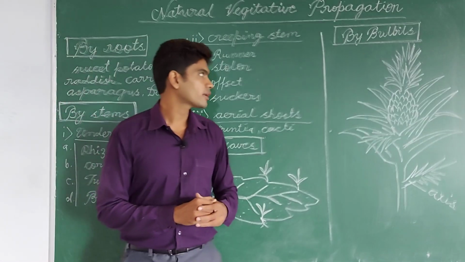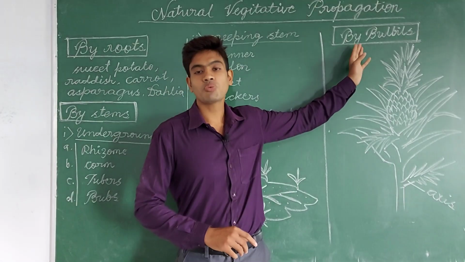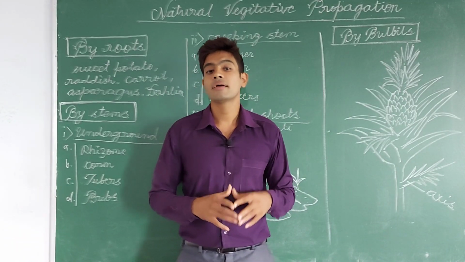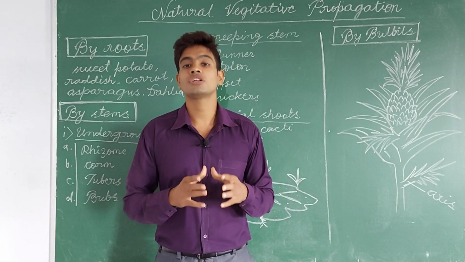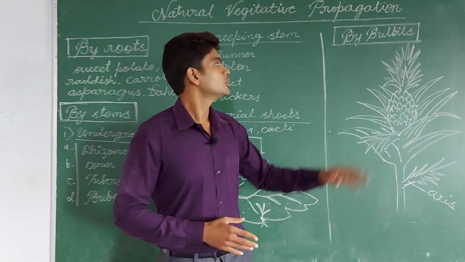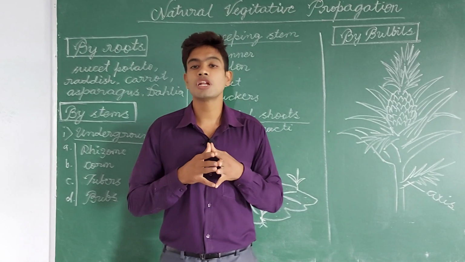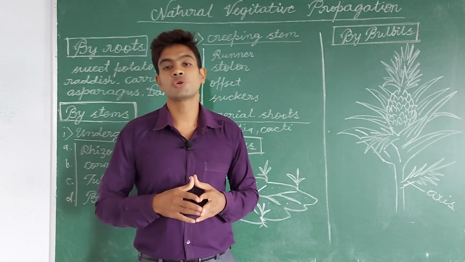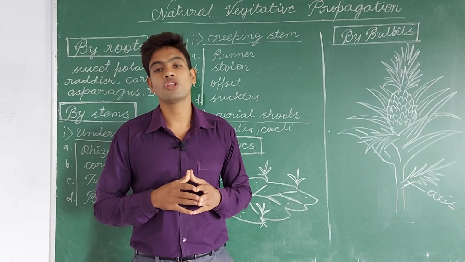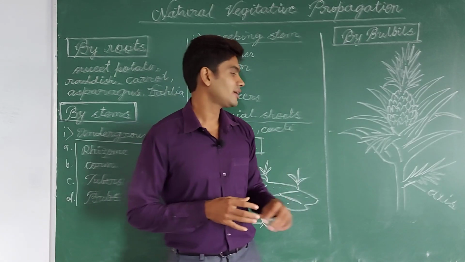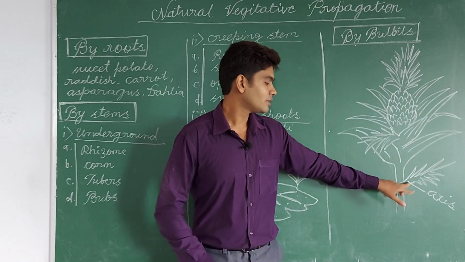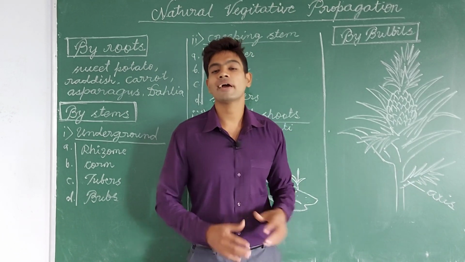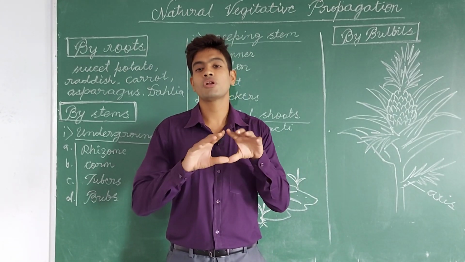Now, the next organ by which vegetative propagation takes place naturally is called the bulbil. I have to tell you what it is. The bulbil is a multicellular, more or less round-shaped structure which is produced in the axil of the foliage leaves. When I say the axil of the foliage leaves, I mean the part which connects a leaf to the stem, that is called the axil. So the bulbil is nothing but a modified axil.